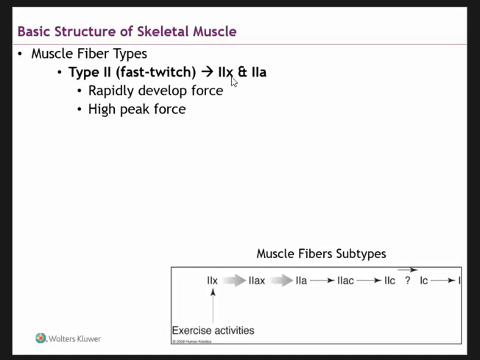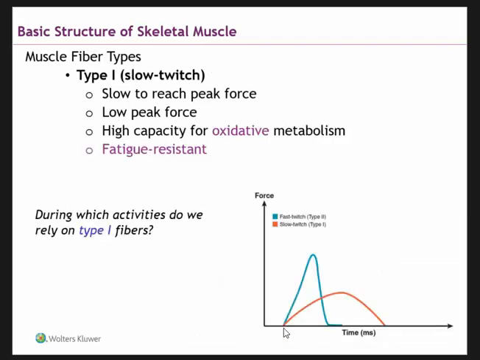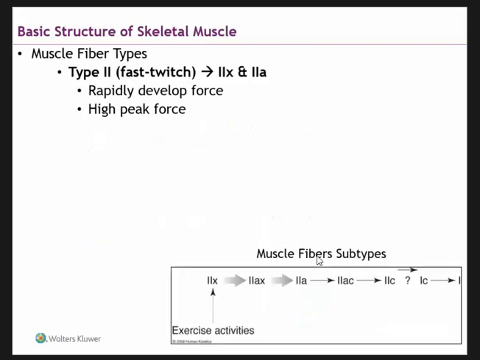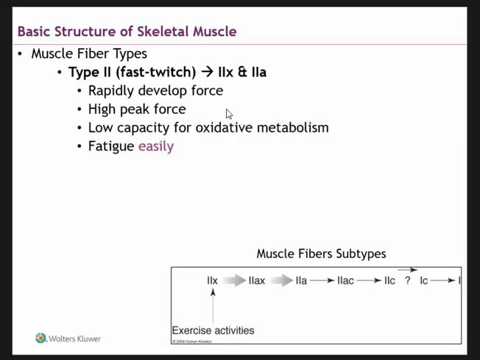Okay, so what are some characteristics here? Rapidly develops force. You see in this picture here, when a fast twitch fiber contracts, it is fast to reach peak force, and it produces a high amount of peak force. But it has very low capacity for oxidative metabolism, but high capacity for glycolytic metabolism. It does fatigue out very easily.